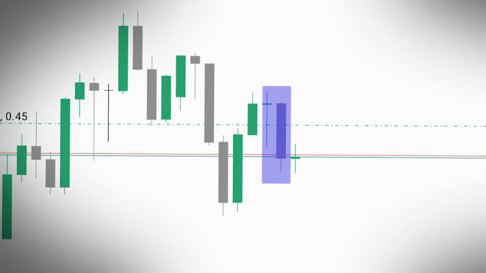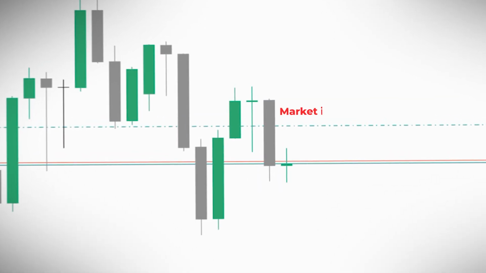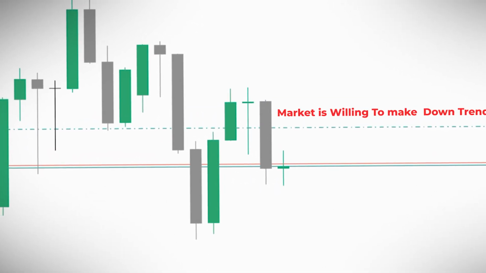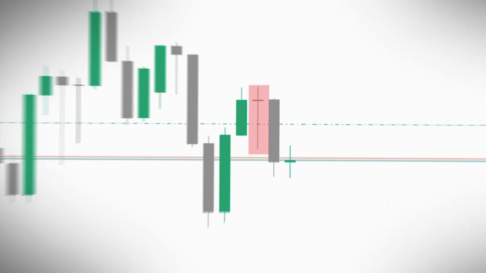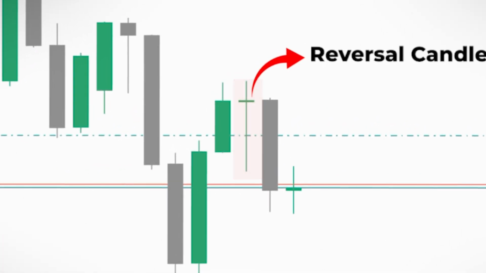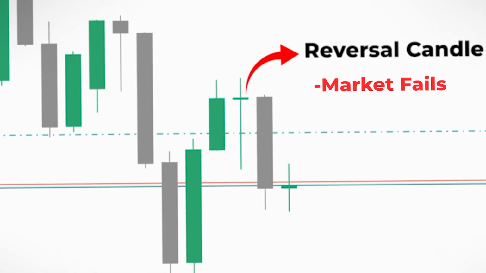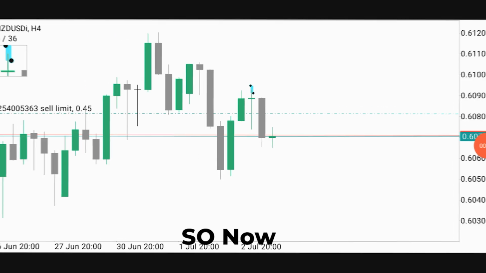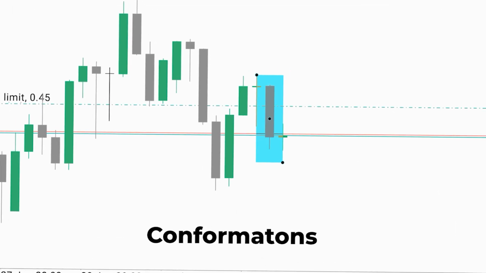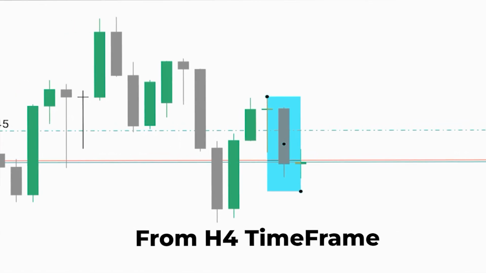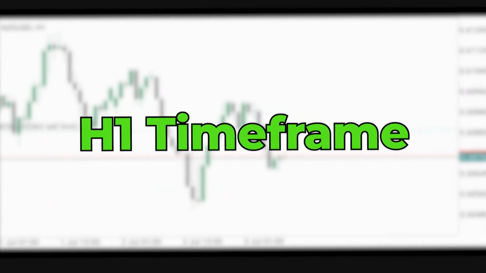First, here we have an engulfing candle, a strong indication that the market is willing to make a downtrend movement. Not only that, there we have a reversal candle, which often occurs whenever the market fails to keep the previous trend. So that means we have 2 big confirmations from H4 time frame. Good. Now let's move to H1 time frame.